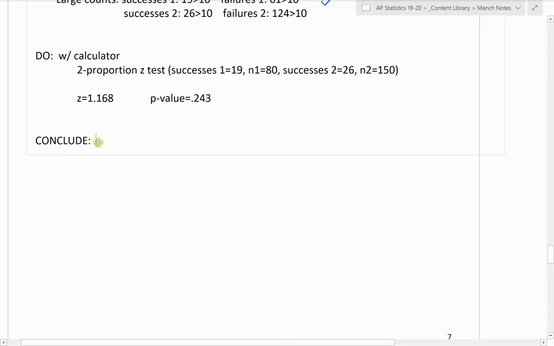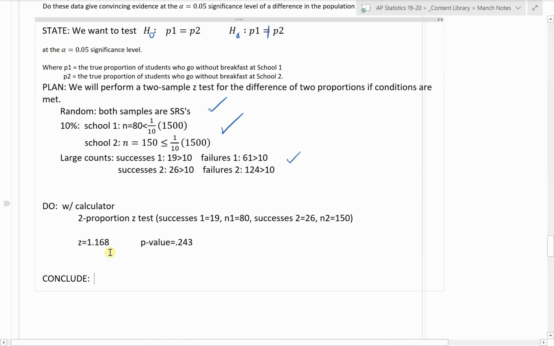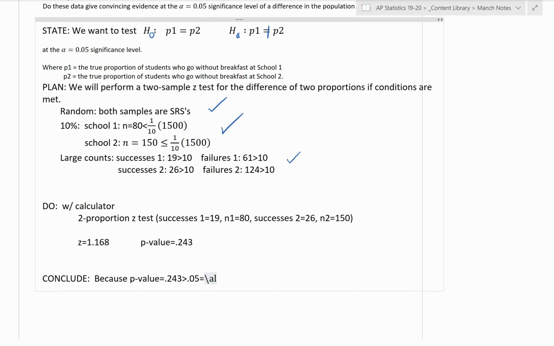the conclude step. So we are going to compare the p-value to the desired significance level, which was 0.05, and so we can say because the p-value is 0.243, which is greater than 0.05, the alpha level, because it's greater than 0.05, we will fail to reject the null hypothesis. That shows that there is not convincing evidence of a difference between these two proportions.